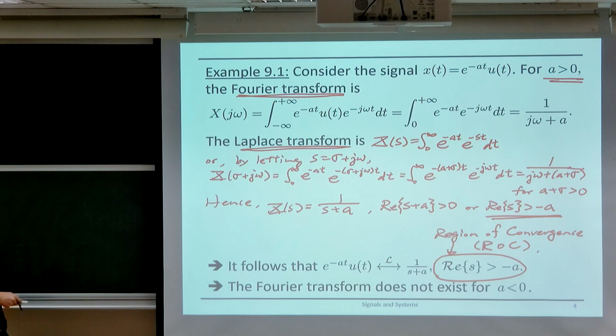Like I just mentioned, the Fourier transform does not exist for a less than 0, but the Laplace transform does by choosing an s that is large enough. Now, if you think about it, the Fourier transform is actually just a special case of the Laplace transform with sigma equal to 0. So the Fourier transform is just a special case of the Laplace transform with the real part of s equal to 0.